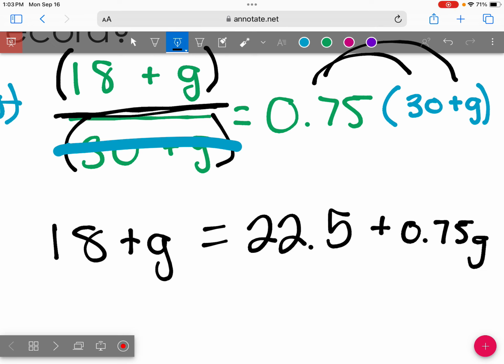22.25. Oh, that's what I got for 0.75 times 30.